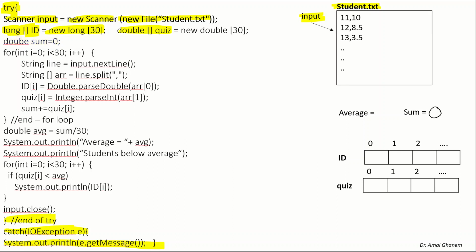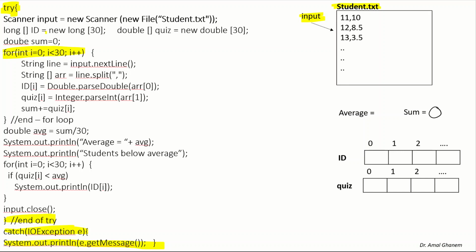Now I need to go through each line, and because now I know how many lines I have, I can simply use a for loop. For i equals 0, i less than 30. So I will start from 0 till the end. And this is a good idea in this example because I need to save them in arrays, so I will use i as an index.